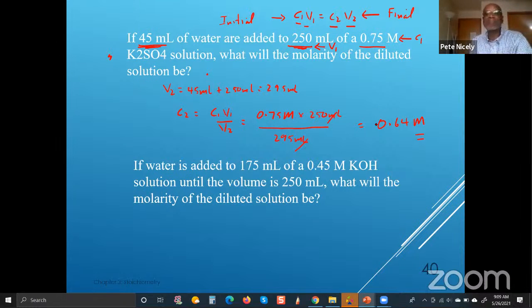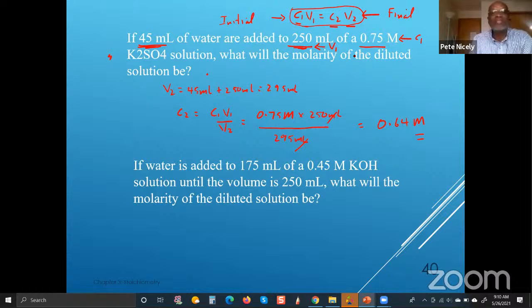Before I move on to the next example, let me just say that when you're using this equation, C1 V1 is equal to C2 V2, it does not matter what the units of the concentrations are or what the units of the volume are, as long as they're the same on both sides, right? So for example, if V1 is in liters, then V2 would have to be in liters in order for you to use that equation. And that is true regardless of the units. It could be liters, it could be milliliters, it could be gallons, it doesn't matter, as long as the units are the same on both sides.